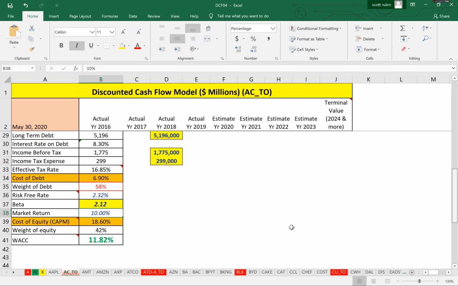So equity is more expensive than debt because equity sits lower in the capital structure of a company. In the event of a default, the debt holders are paid before the equity holders. And equity holders usually receive nothing, maybe 1 or 2 cents on the dollar.